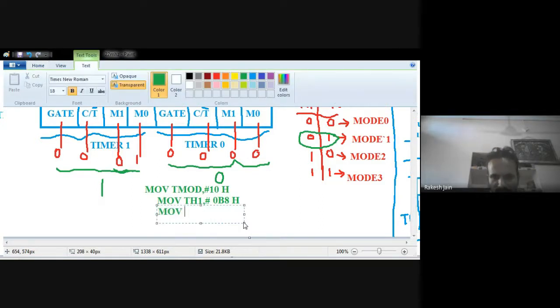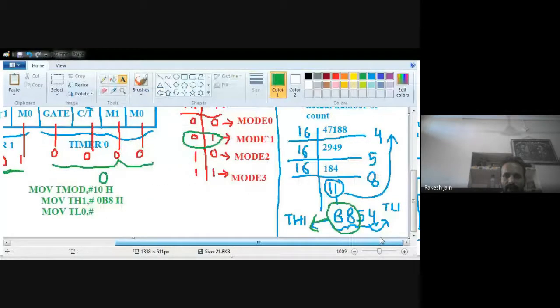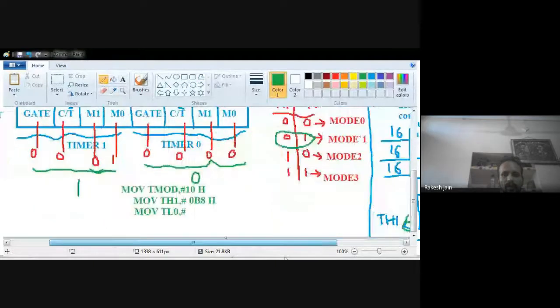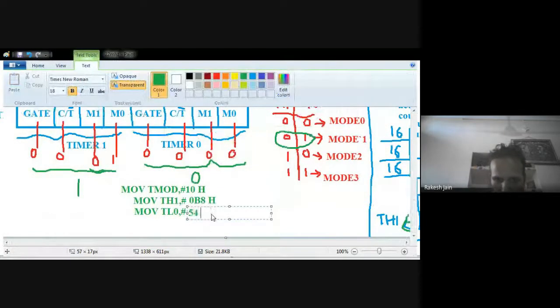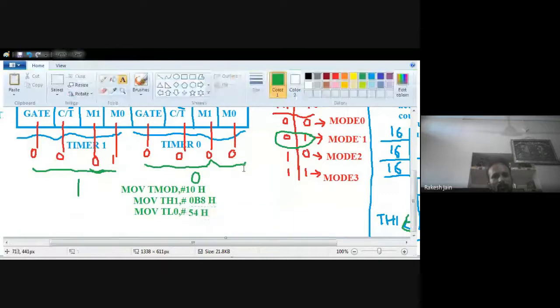The lower register will be TL0. Now we have to upload some value here, because from the calculation we saw that 54 is the value which moves into TL1. That's why MOV TL0, #54. Because 5 comes as a numeric digit, no problem, no need to write any 0 before this.